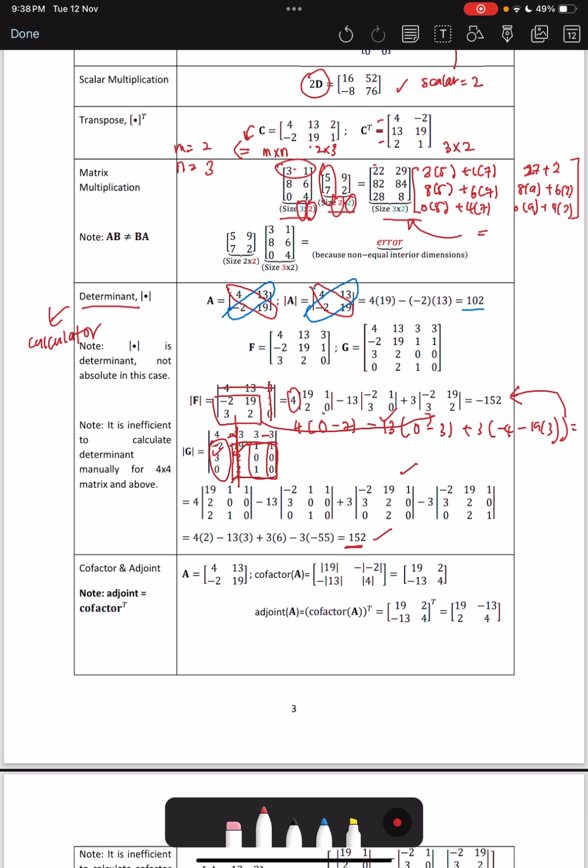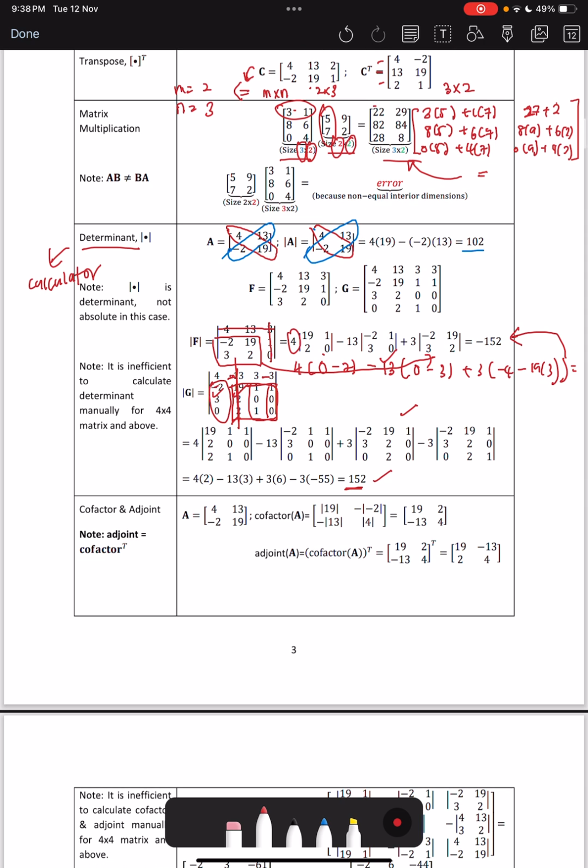Again, if you use a calculator, you just insert the 4 times 4 matrix and you can easily know the determinant. But please make sure that you know the theory behind it, how to calculate the determinant of the matrix. All right, now let's look at the cofactor and adjoint.